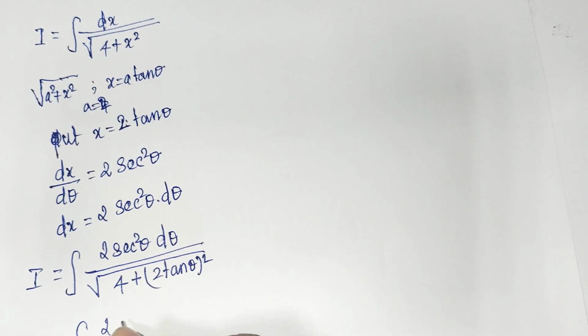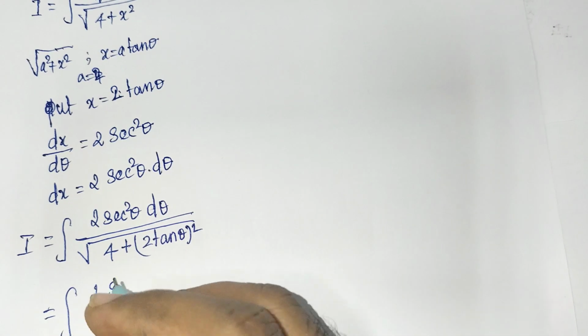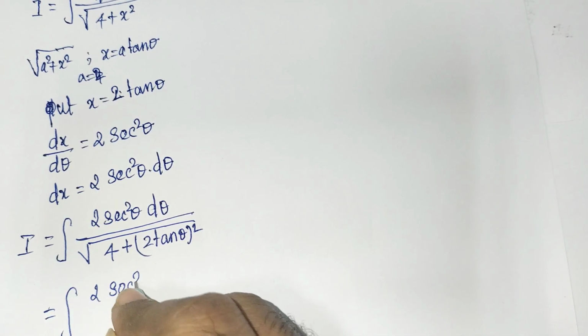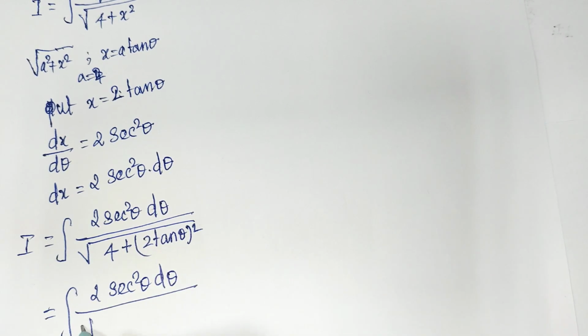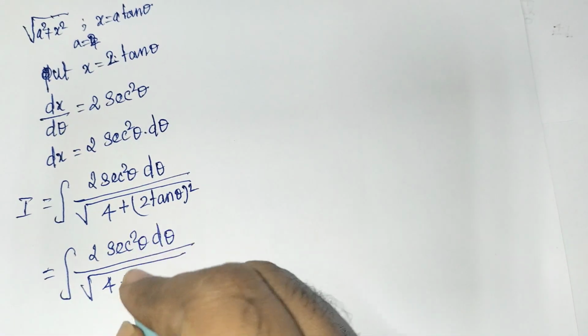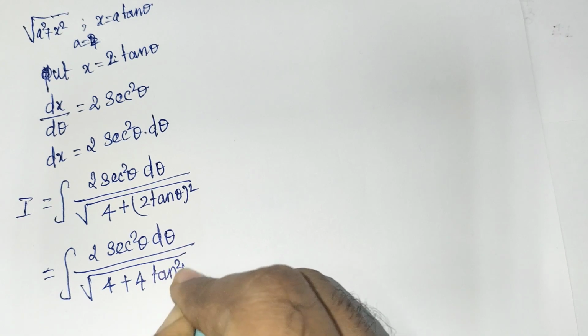Next I will write 2 secant square. So next I'll write here 2 secant square theta d theta divided by square root of 4 plus this term squared, 2 square will be 4, tan theta whole square we can write as tan square theta.